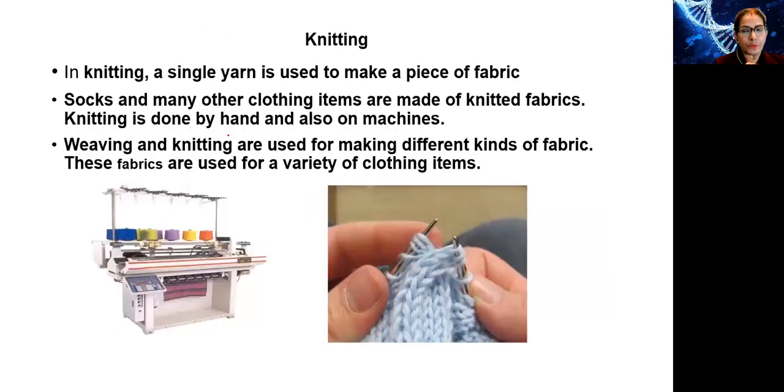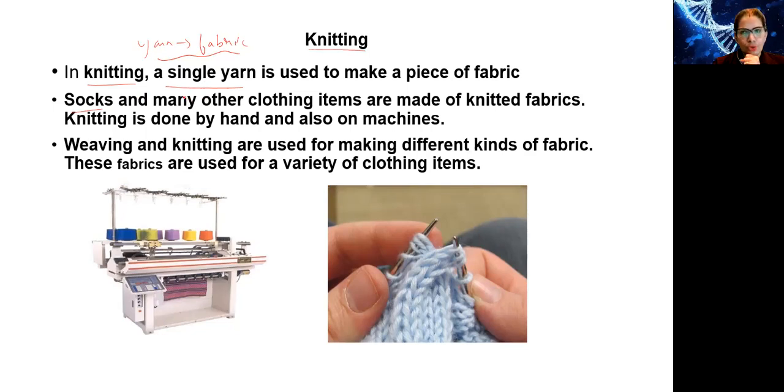Now, the second procedure of changing yarn to fabric is by knitting. One we have seen is weaving, where 2 strands of yarn are taken and then they are woven. In knitting, a single yarn is used to make a piece of fabric. They use only a single yarn. So, for example, socks and other clothing items.